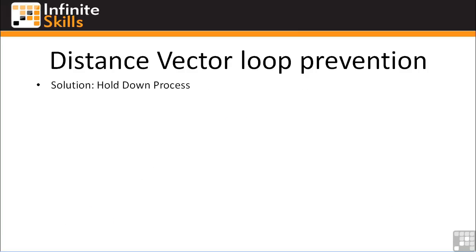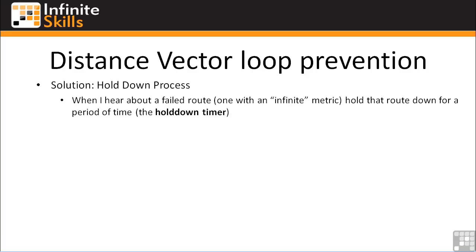The solution to this is a hold down process. Quite simply, when I hear about a failed route, i.e. one with an infinite metric, hold that route down for a period of time, the hold down timer. By default, the hold down timer in RIP is 180 seconds or 3 minutes. While the hold down timer is active, I'm going to ignore any other updates about the poisoned route.